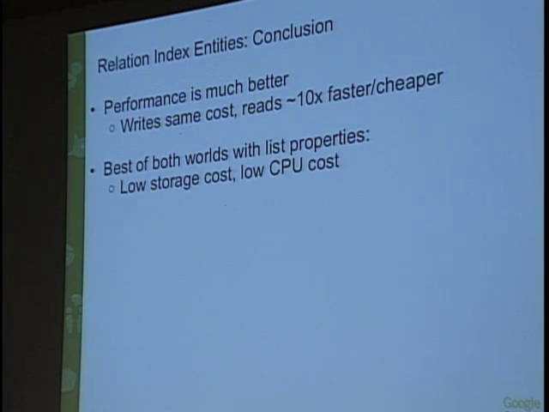We get the best of both worlds with list properties. We get low storage cost, which is great. In fact, the same storage cost we would have in RDBMS. And we get low CPU cost because we don't pay the extra deserialization overhead with protocol buffers.